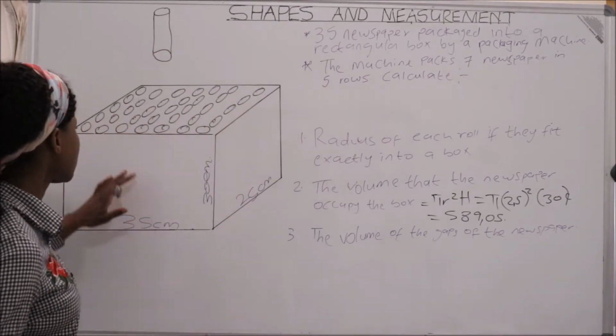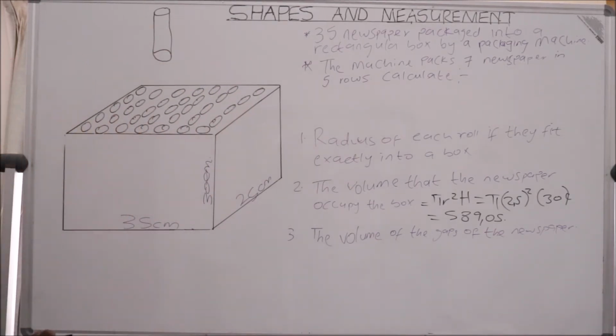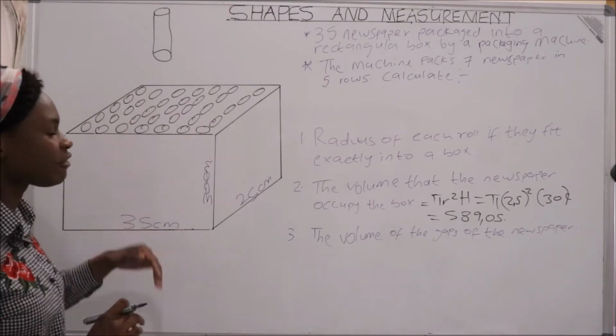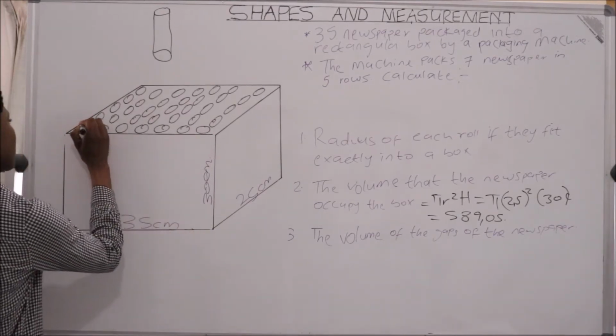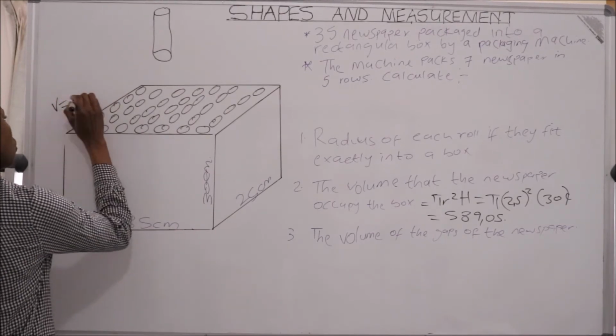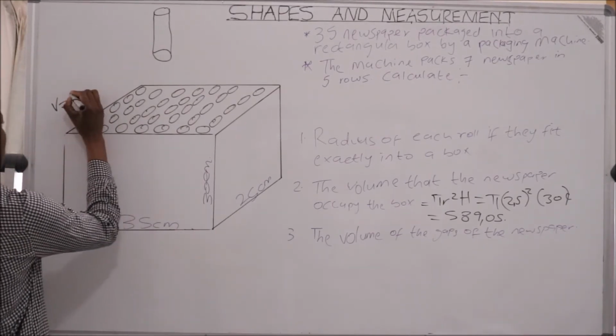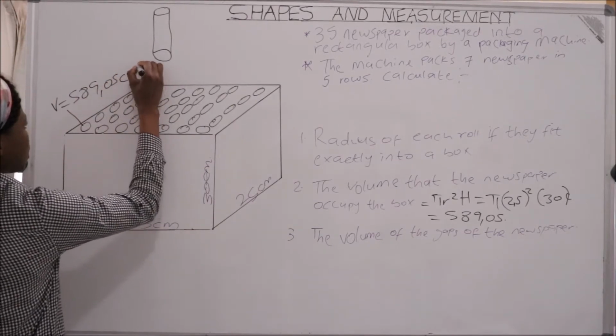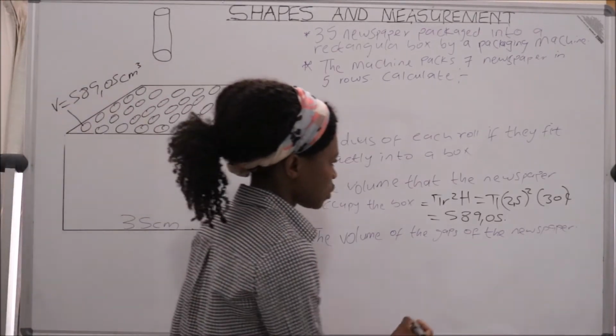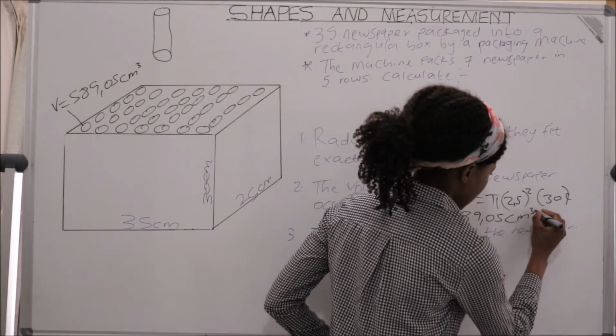But remember, in this rectangular box, we are given that we have 35 newspaper rolls inside this box. So the 589.05 is the volume that one newspaper occupies inside the box, which is 589.05 cubic centimeters, I mean to say. So here I still have to write the SI unit.